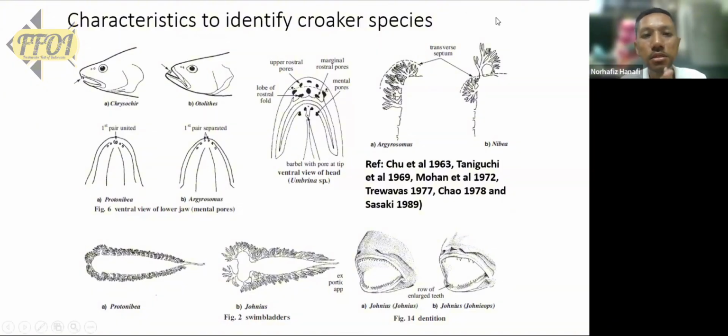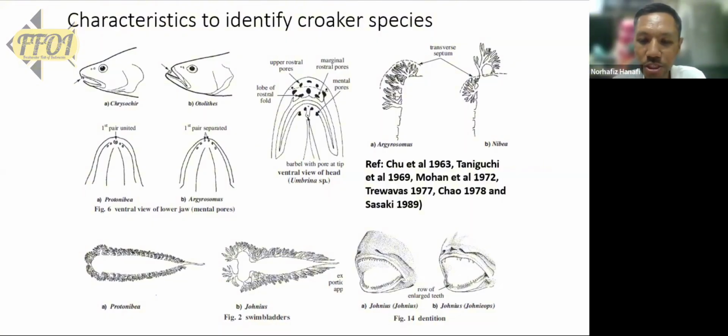Okay, this is a characteristic to identify the croaker species. You can see like Chrysochir, Otolithes, Umbrina, Protonibea, Johnius. The Johnius is quite interesting, because they have been categorized into the subgenera Johnius, Johnieops, based on the dentition.